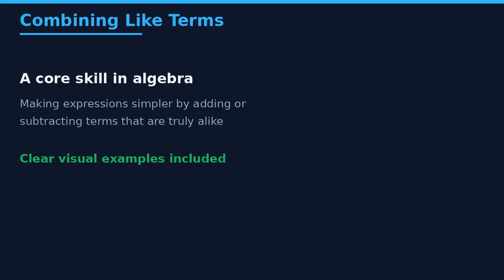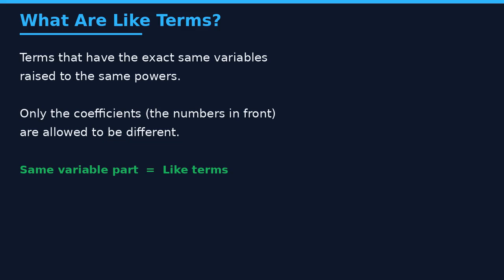Hello. Today we are learning about combining like terms in algebra. This is a core skill that helps us simplify expressions. What are like terms? They are terms that have the exact same variables raised to the same powers. Only the coefficients can be different.